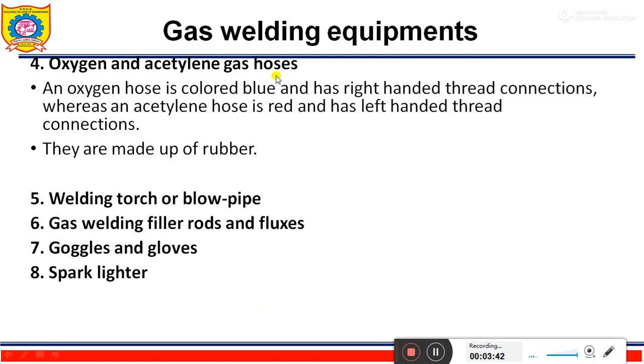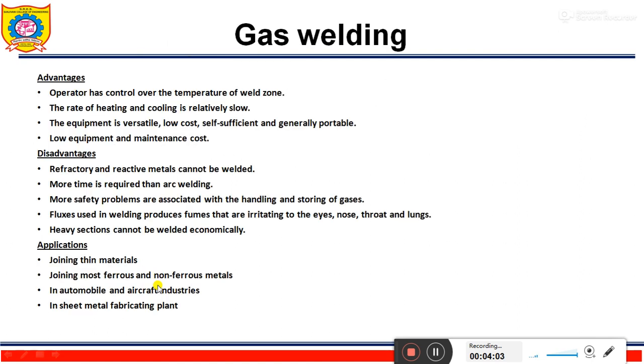Oxygen and acetylene gas hoses: the oxygen hose is blue and has a right-handed thread connection, whereas the acetylene hose is red and has a left-handed thread connection. They are made of rubber. Then there are the welding torch or blowpipe, gas welding filler rods, goggles and gloves, and spark lighter. These are the various equipments.